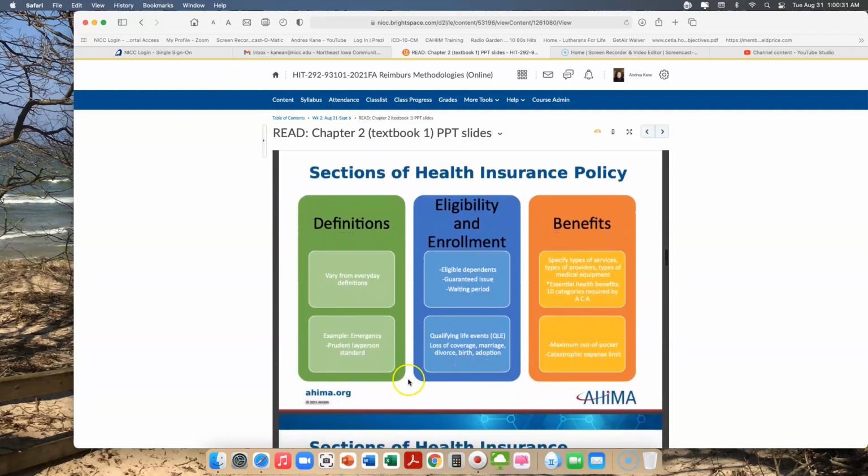Sections of a health insurance policy include definitions, eligibility and enrollment, and benefits. And you can see here the examples of what are included in those.